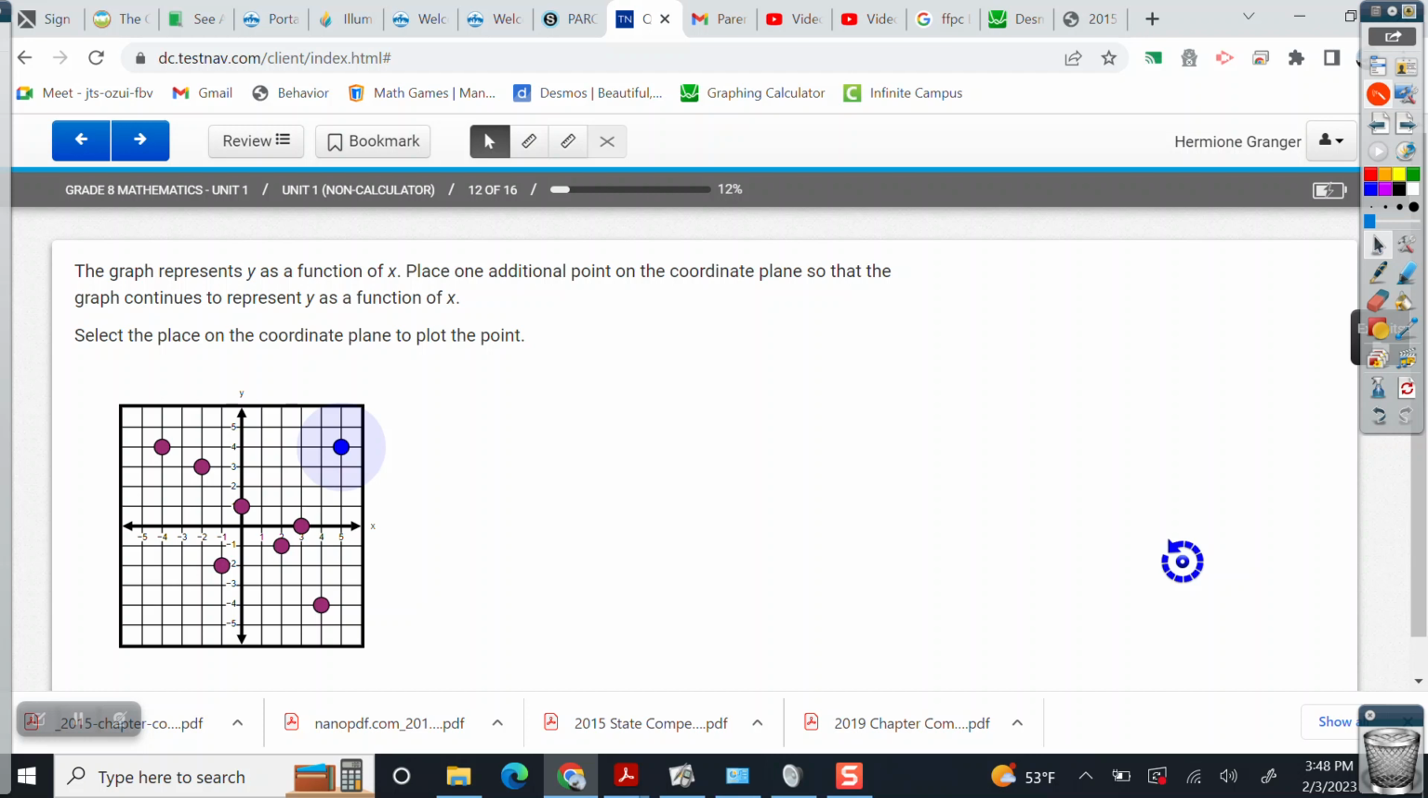And remember, a function does not have to follow a pattern. I do not need to feel compelled to put this right here just because it looks like it follows the line of best fit. I can put it anywhere I don't already have a point on that x line.